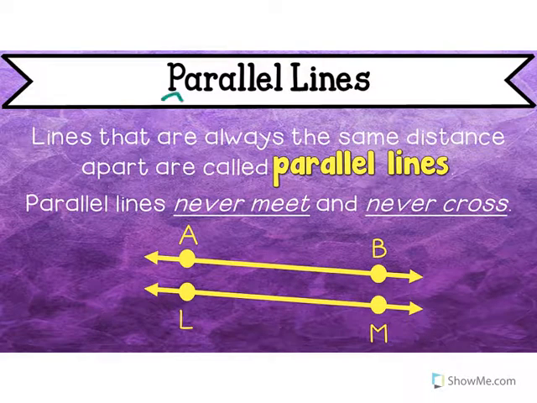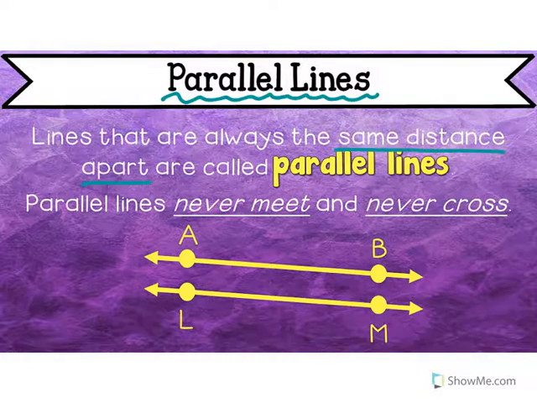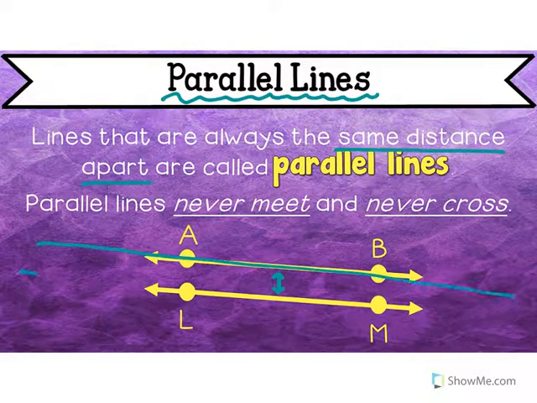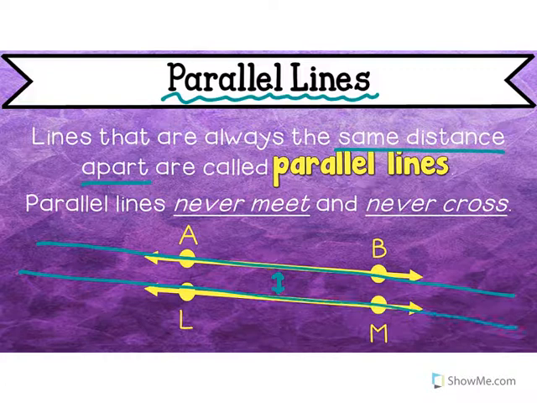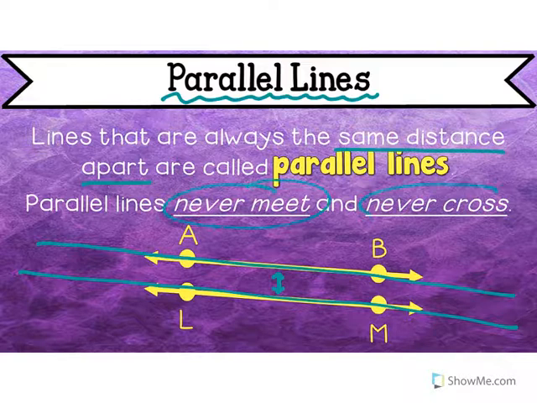The first is parallel lines. Parallel lines are lines that are always going to be the same distance apart from one another. They will always be this far apart from each other. Meaning if I extend this line out and I extend this line out forever and ever and ever, they will never touch. They're never going to meet. They're never going to cross each other.